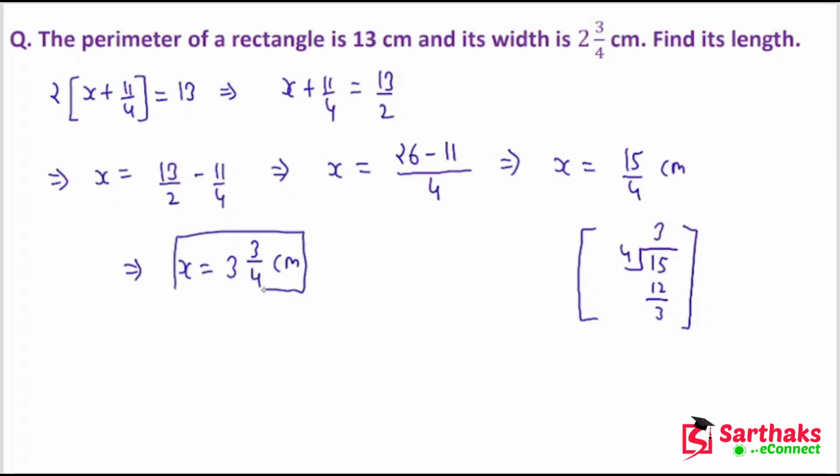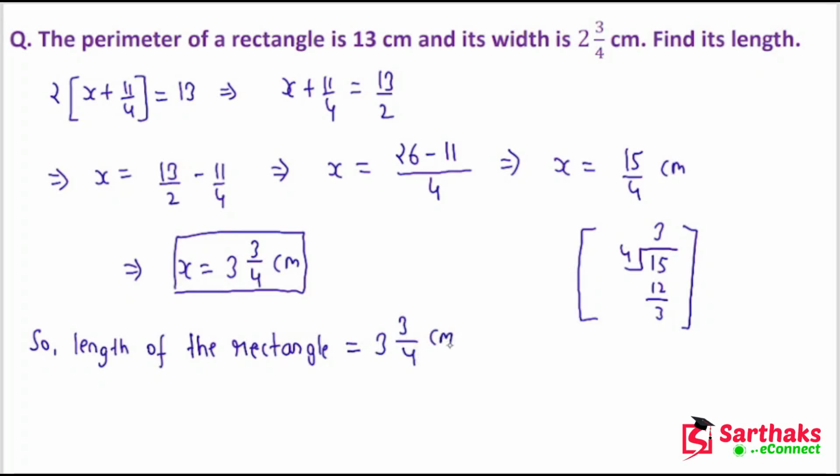But again, you don't have to leave the answer here because you have assumed the value x. The question simply asks you the length. So you have to write the final answer. So the length of the rectangle is equal to 3 upon 4 centimeter.